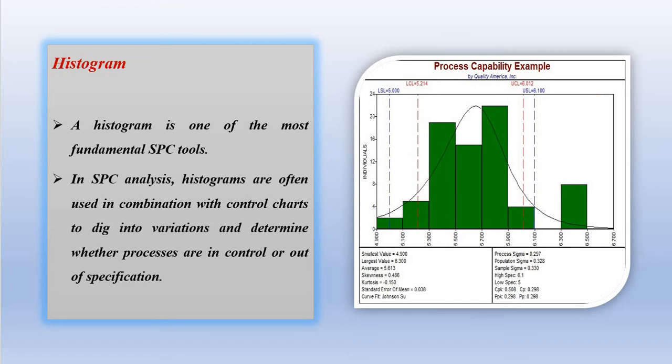In this control chart, this is the LCL, lower control limit, this is the upper control limit, and from the histogram, it is seen that the process is outside the upper control limit and lower control limit. Hence, we may conclude that this process is out of statistical control.